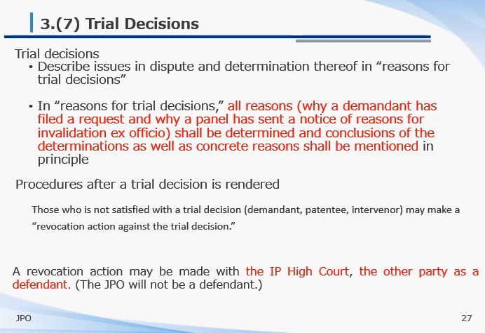In a revocation action against a JPO appeal decision for an appeal against an examiner's decision of refusal, Commissioner of the JPO is named as a defendant. In a revocation action against a JPO trial decision, the other party is named as a defendant. This is because a trial for invalidation has the structure of conflict between the parties.